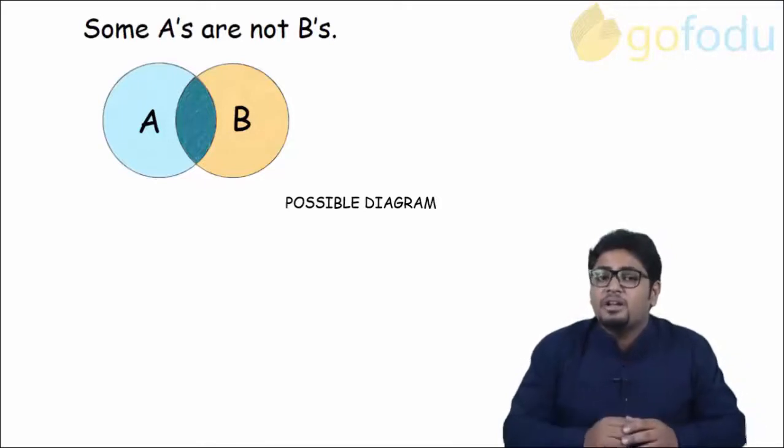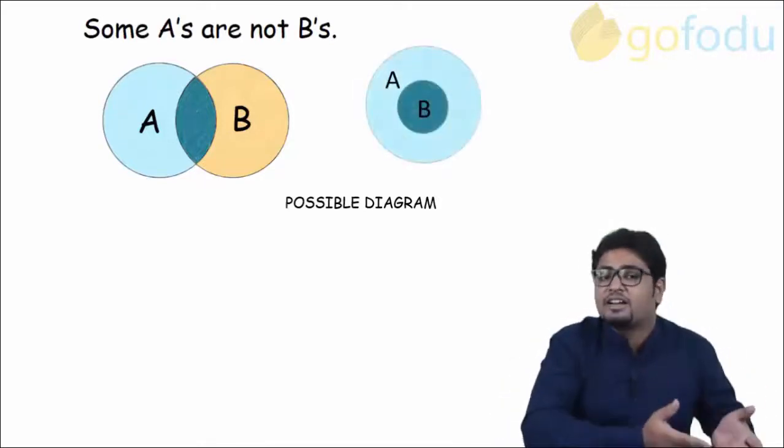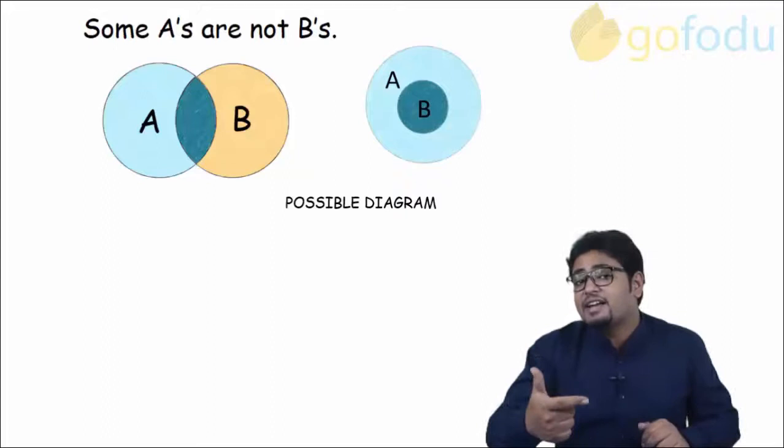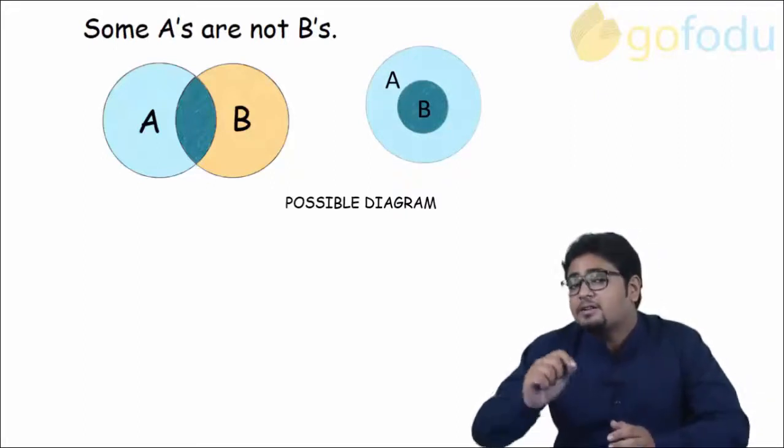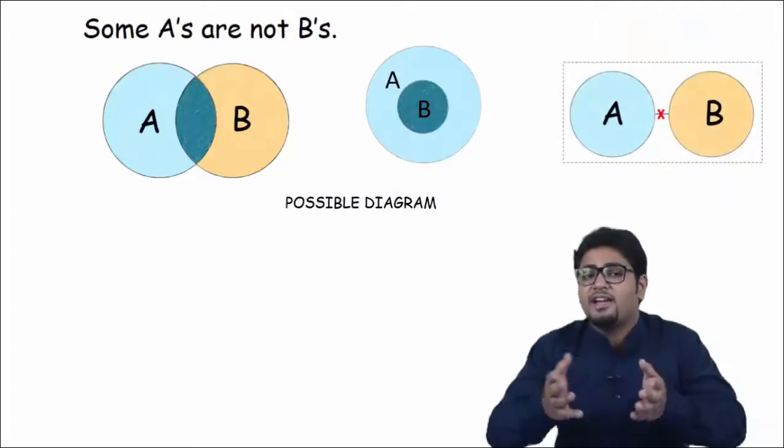Another diagram could be when all elements of B are in A. That is basic diagram of "all B's are A's." Another possibility is when no A is B.